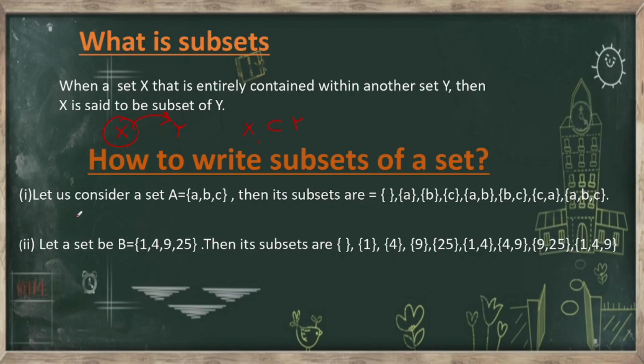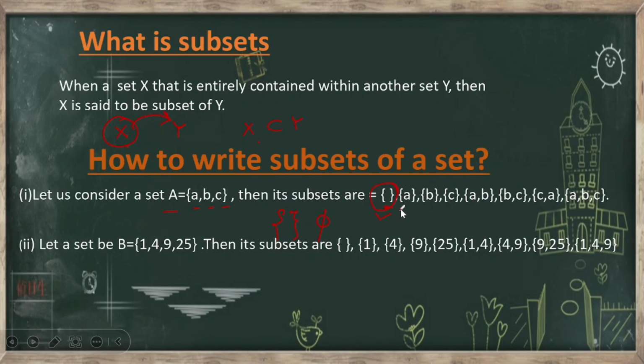Let us consider some examples. If a set A has elements a, b, c, then how can we write its subsets? First, the empty set. This is called the empty set. Each and every set has an empty set. We can write the empty set by this sign, phi; we can call it the null or void set. So the empty set must appear.